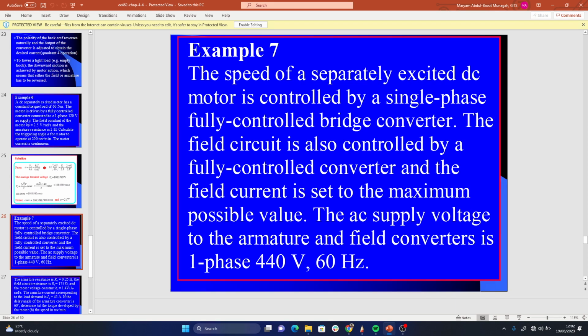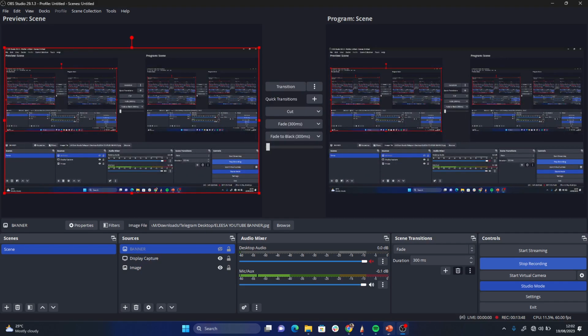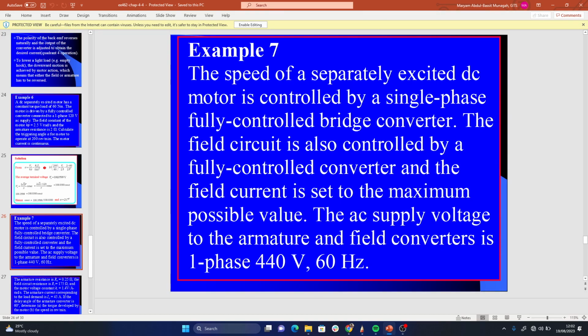Now, example 7 says that the speed of a separately excited DC motor is controlled by a single phase fully controlled bridge rectifier. So the armature is controlled by the fully controlled rectifier. The field is also controlled by a fully controlled rectifier.